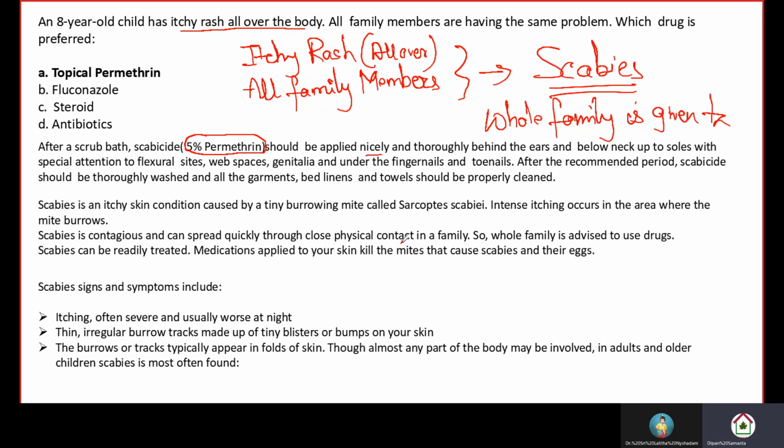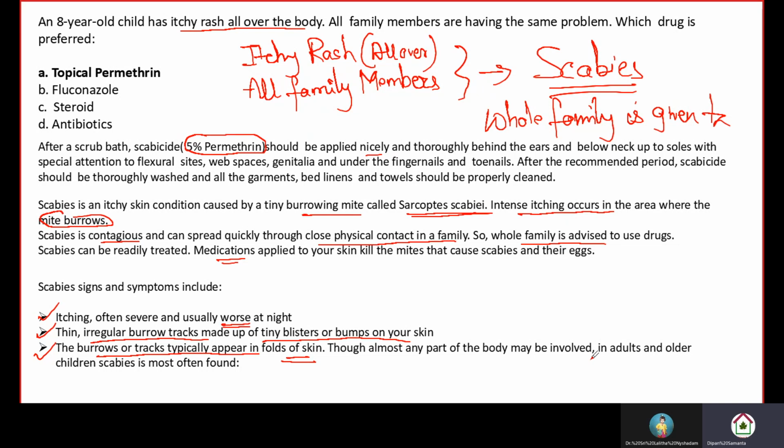It is caused by a burrowing mite, Sarcoptes scabiei. Intense itching occurs in the area where the mite makes burrows, and it is very much contagious and can spread quickly through close physical contact in the family. So the whole family is advised to take drugs, and scabies can be readily treated by applying medications. The signs and symptoms are severe itching, usually worse at night. Thin and irregular burrow tracts can be seen, made up of tiny blisters or bumps on your skin. The burrows or the tracts typically appear in the folds of the skin.